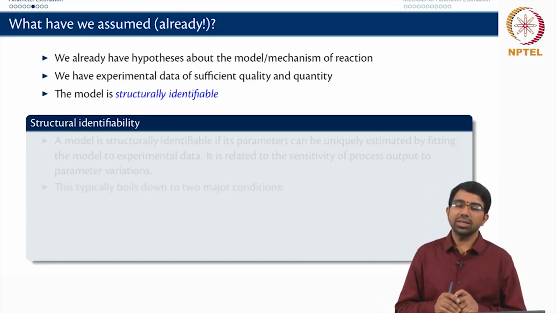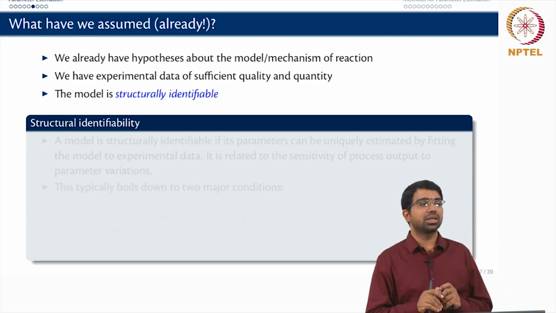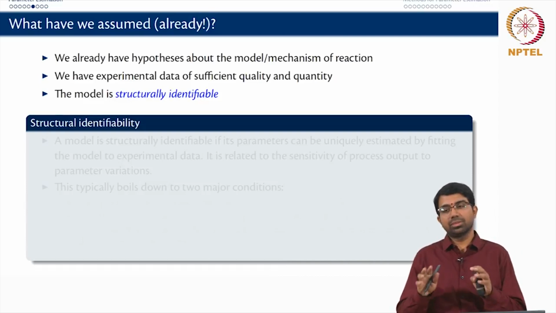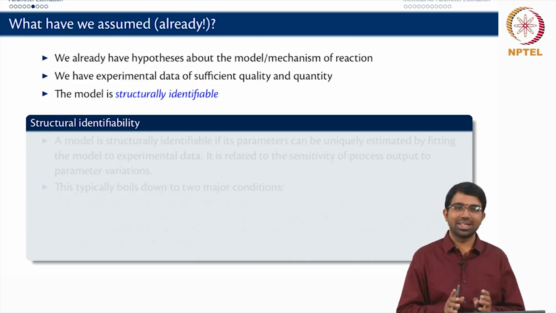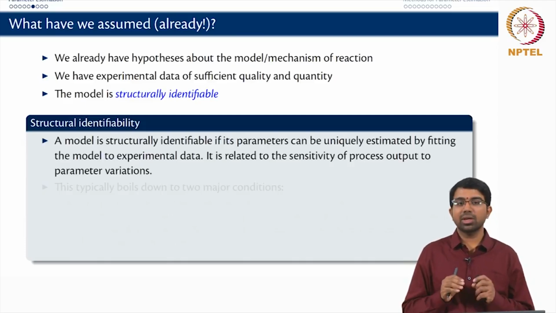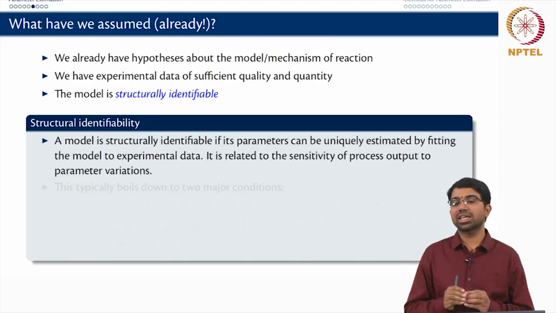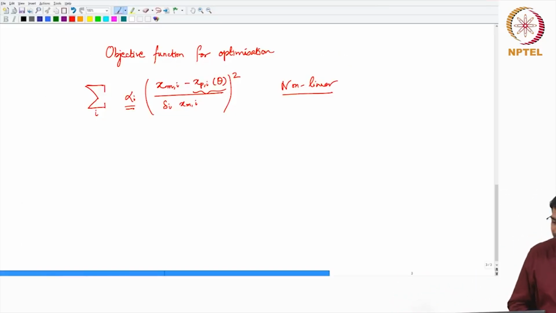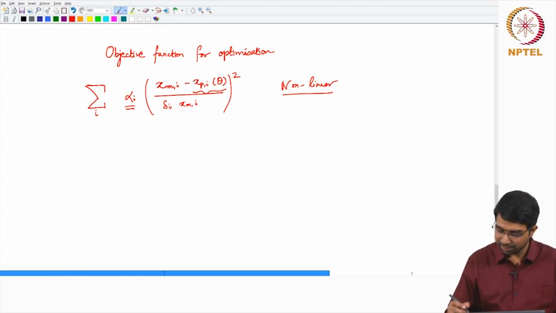And interestingly, we also have assumed that the model is structurally identifiable. What does that mean? There are courses that you can do on identifiability and so on, but briefly, for our purpose, we will say a model is identifiable if its parameters can be uniquely estimated. You already have a problem here. I can give you a very simplistic example.